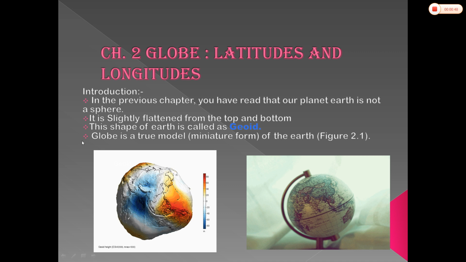Okay, so what is the next thing that we have to understand? The globe. Globe is a true model of the Earth or a miniature form of the Earth. As you know, you would have seen the globe in your home or in the school on the table. That globe is a true model or a miniature form of the Earth, which is fixed on a needle and it rotates.